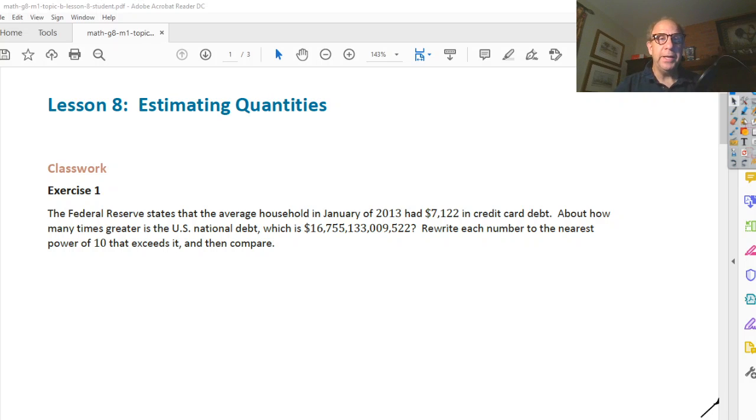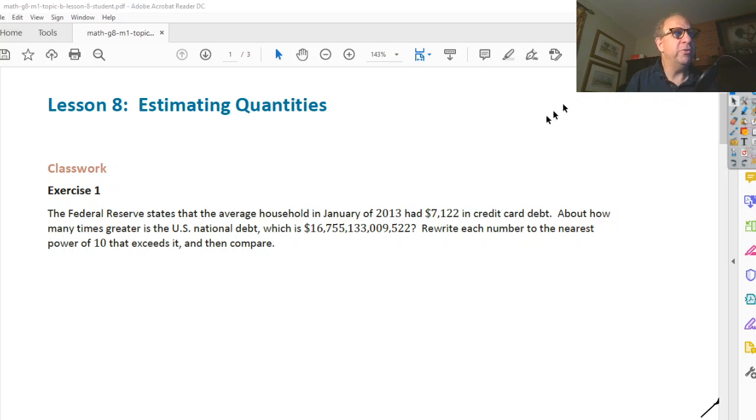We are doing lesson 8, estimating quantities. The Federal Reserve says that the average household has an average of $7,000 in credit card debt, and the U.S. national debt is 16,755,133,133,9,522. So how many times greater is that than the average credit card debt?